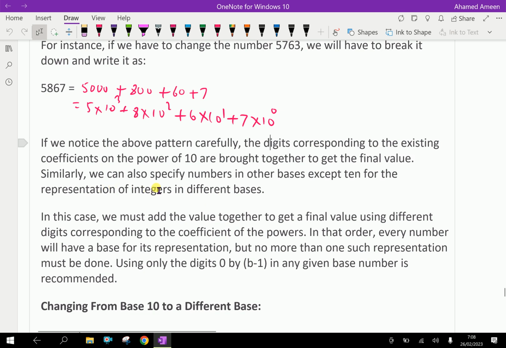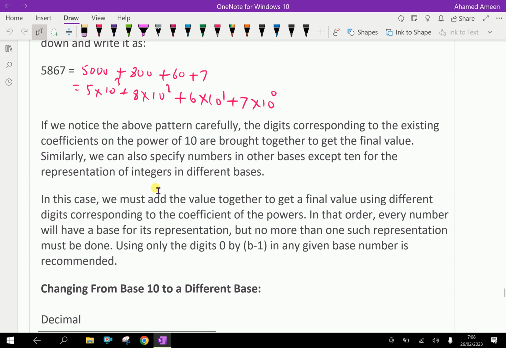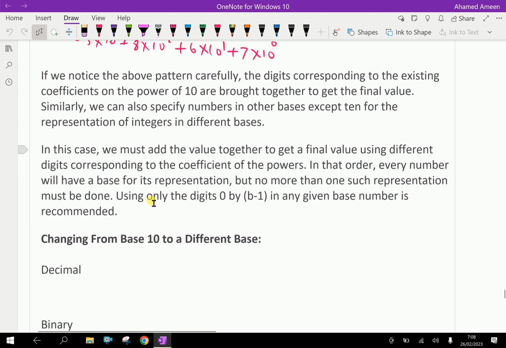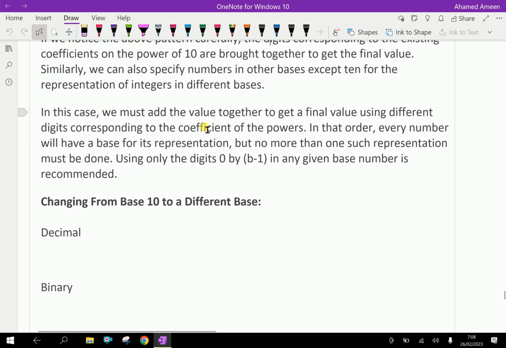Similarly, we can also specify numbers in bases other than 10. Here we expressed this at base 10. This number can be represented in other bases also. We will discuss details in further videos. In this case, we must add the values together to get the final value, using the different digits corresponding to the coefficients of powers. In that order, every number will have a base for its representation.